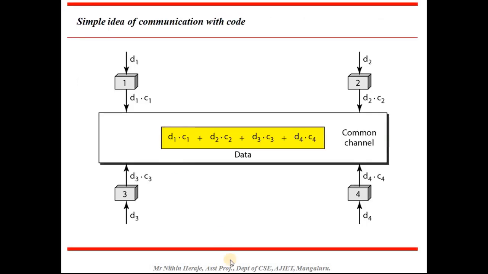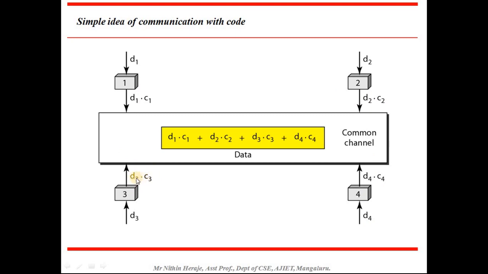So how does it happen? We'll look at it here. These are the different stations, station 1, 2, 3 and 4. Station 1 has data 1 to send, station 2 has data 2 to send, station 3 has data 3 to send, and station 4 has data 4 to send. Along with that, each station is given a code. Station 1 is given the code C1, station 2 is given the code C2, station 4 is given the code C4, and station 3 is given the code C3.